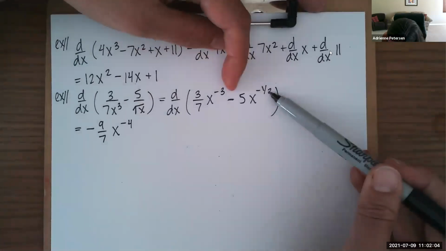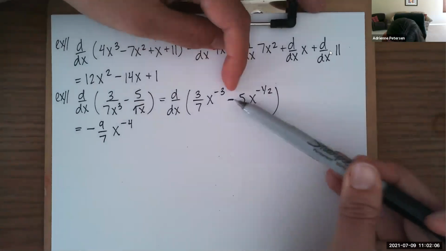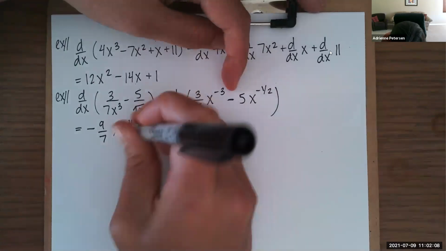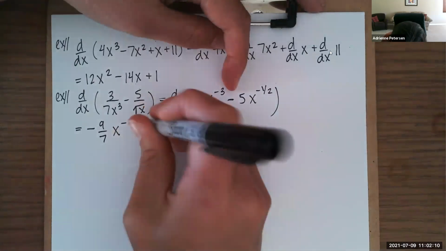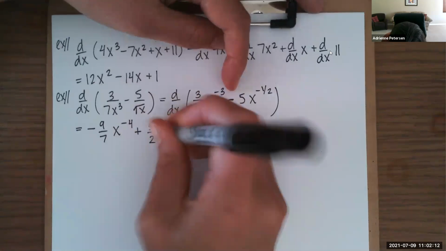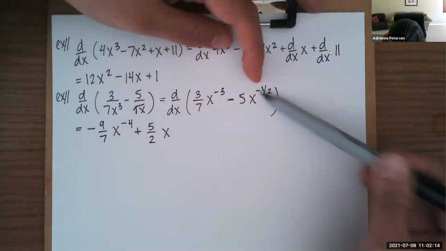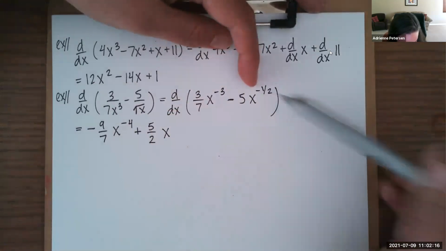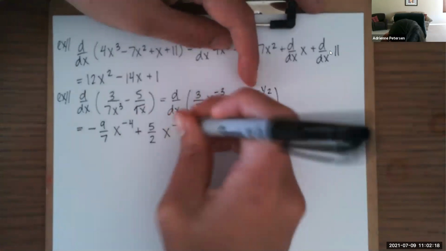Next up, I have negative 1/2. I bring that down in front. So negative 5 times negative 1/2 gives me positive 5/2. X, my new exponent is negative 1/2 minus 1, which is negative 3/2.